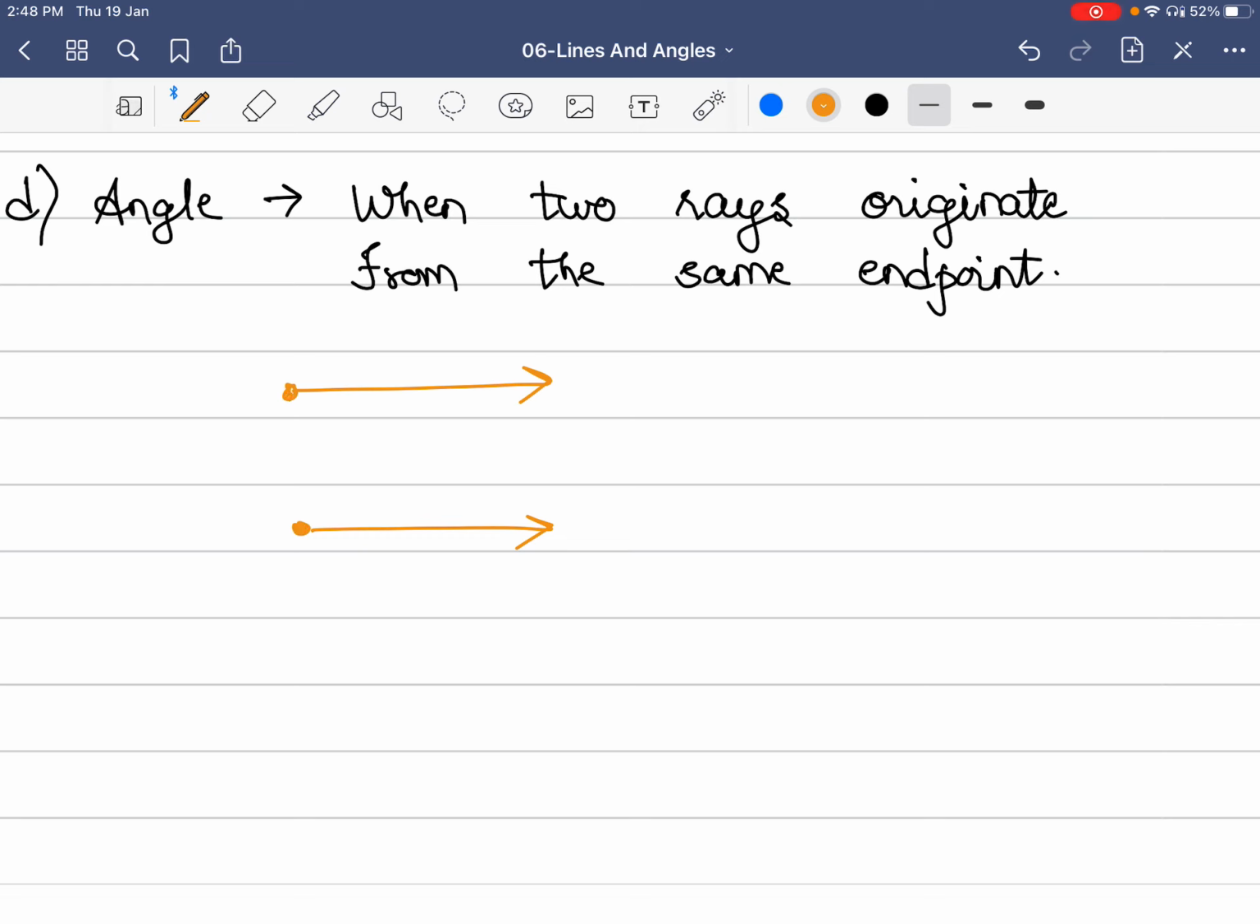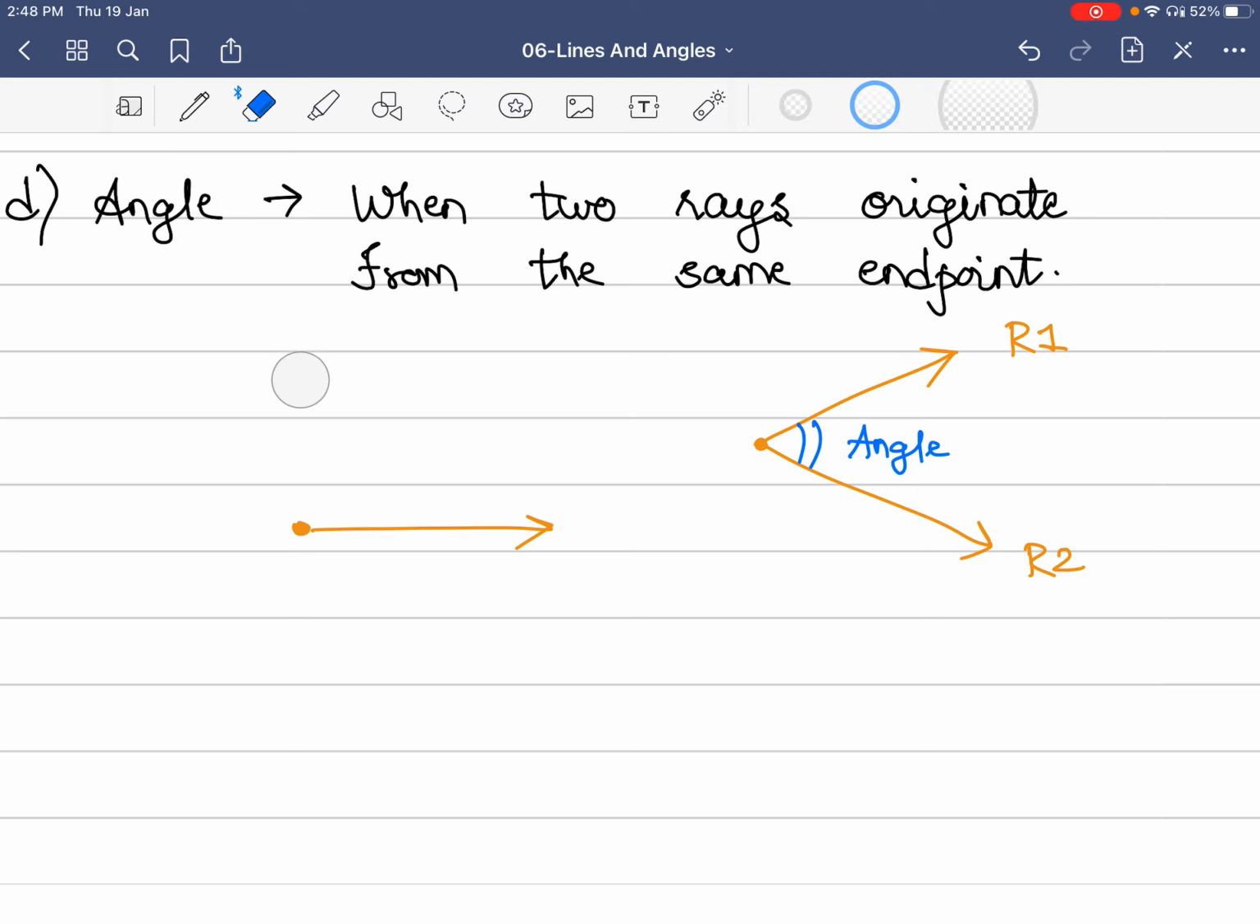When they have the same endpoint, let's say this is my ray number 1 and this is my ray number 2. So when two rays both originate from the same endpoint, that's called an angle. Quite simple and straightforward definition. So this thing is called an angle. That is the definition of an angle. So once again, let's erase this and keep the actual diagrammatic representation.